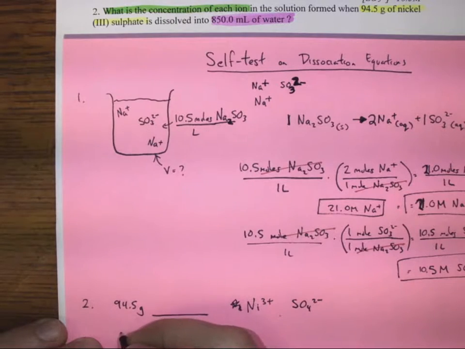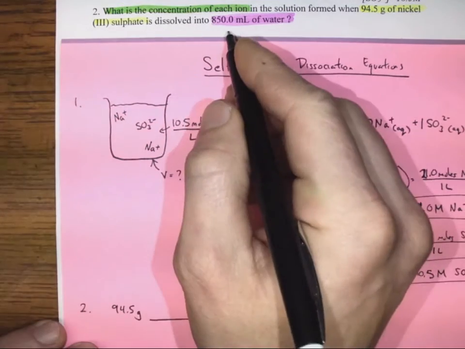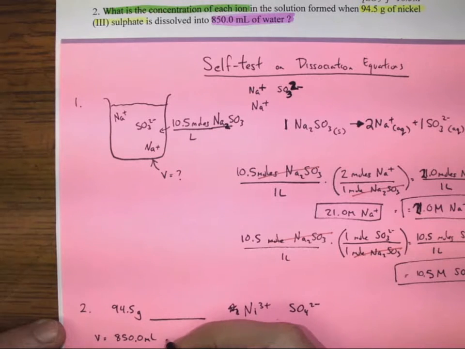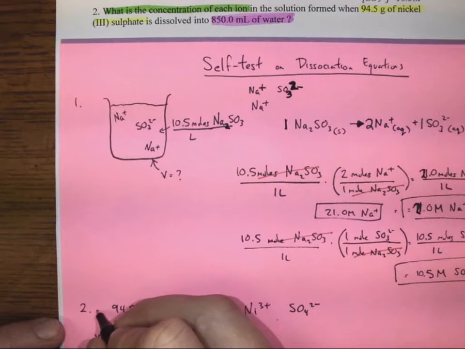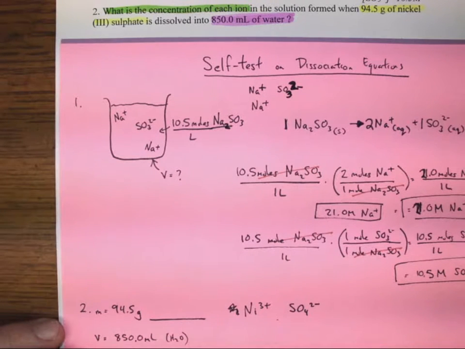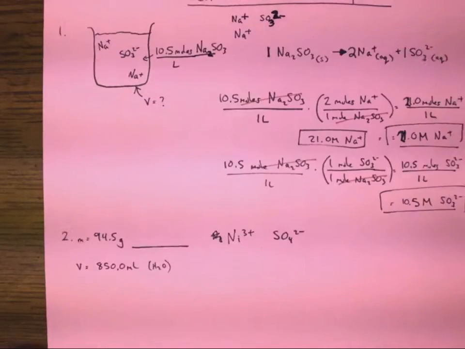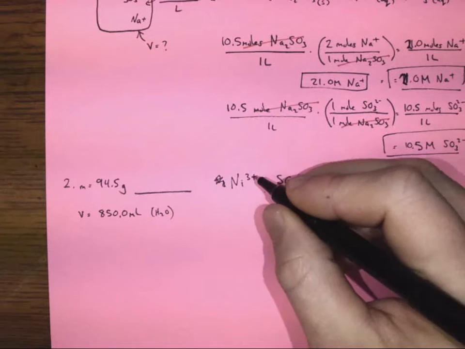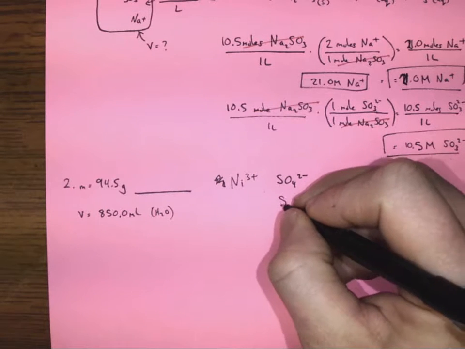But I also am going to list that I have a volume of 850.0 mils. That's water. Maybe it's relevant as water, maybe it's not. And this is a mass. Okay. So we'll see what we can do here. First of all, we have to balance these. Now, they're not neutral right now. There's too much positive charge, so I might need another sulfate ion.